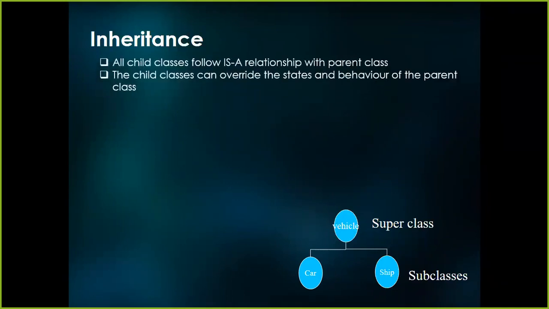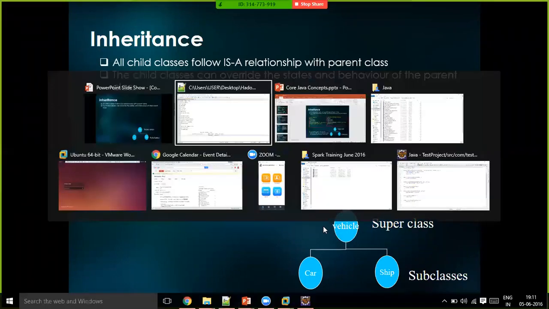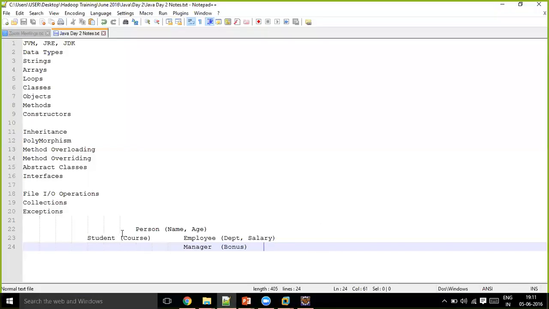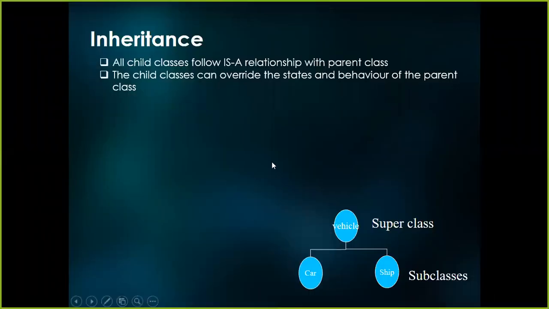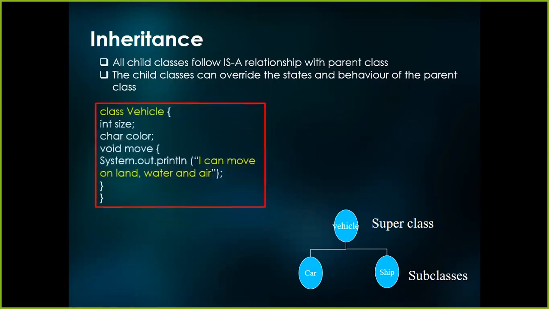All child classes follow an is-a relationship with the parent class. Is-a relationship means car is a vehicle, ship is a vehicle, and similarly student is a person, employee is a person, and manager is an employee, right? That relationship makes sense. The child classes can override the states and behavior of the parent class, which we'll see.